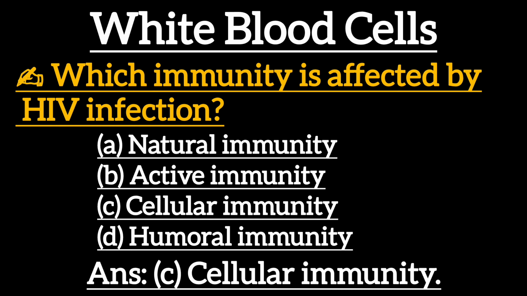Next one is which immunity is affected by HIV infection? Option A, natural immunity. Option B, active immunity. Option C, cellular immunity. Option D, humoral immunity. Correct answer is option C, cellular immunity.